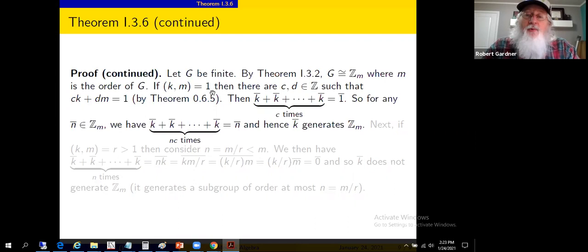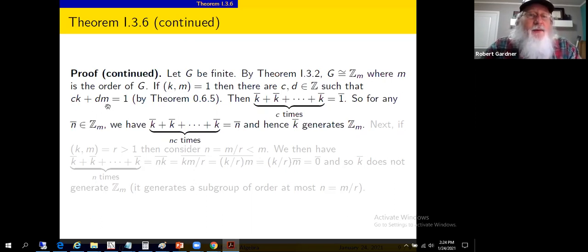If k and m are relatively prime, then, okay, I need a little result out of chapter 0, an elementary number theory result. If we take relatively prime integers k and m, then there are integers c and d such that ck plus dm equals 1. There's that greatest common divisor. Probably this can be generalized. But we'll take that as given. See theorem 0.6.5 for details. I don't think there are proofs of these number theory results in the Hungerford book, but we'll take this as given from previous experience.